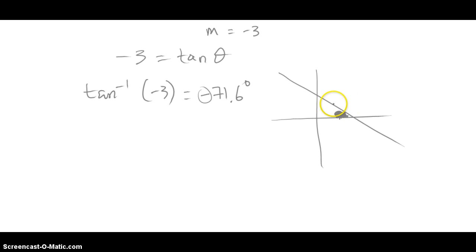And inclination is actually this angle on the right side. So to get that, we just do 180 minus the positive of this angle. So 180 minus 71 will give us 108.4 degrees.